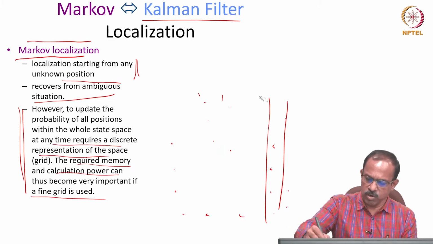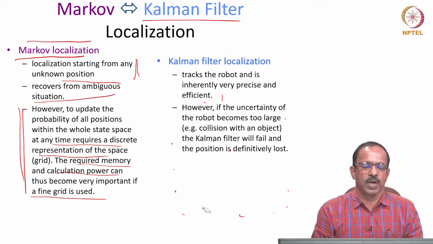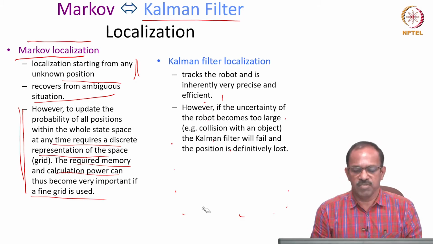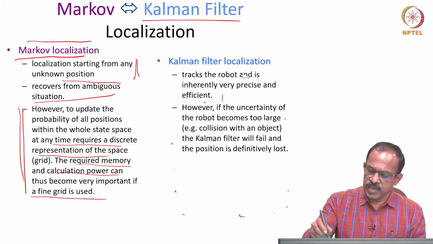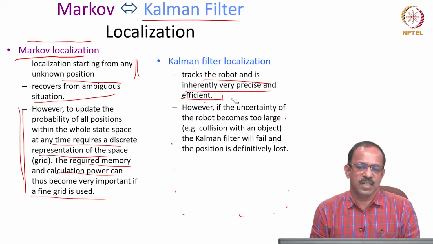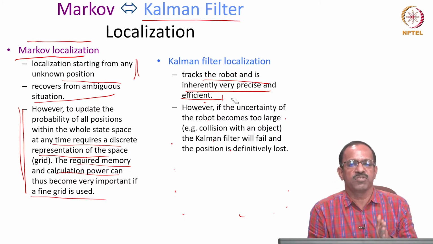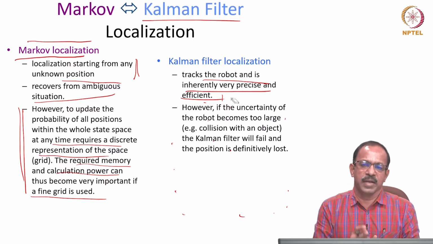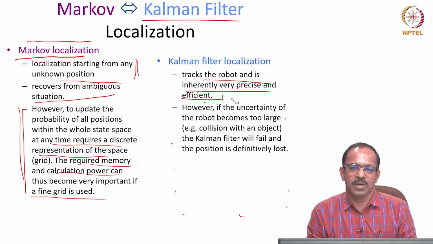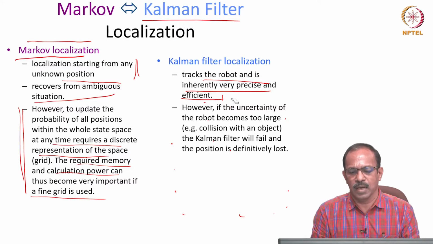We will see how Markov based localization works. But before that, I will just tell you what Kalman filter localization is. Kalman filter localization is again a map based localization method, but it tracks the robot and it is inherently very precise and efficient. The only thing is that we need to know where the robot is currently. If you are to implement Kalman filter localization, the robot should know its current position and its uncertainty, and then from there it can start. With a completely unknown position, the robot will not be able to start the localization. So, that is the difficulty with the Kalman filter.